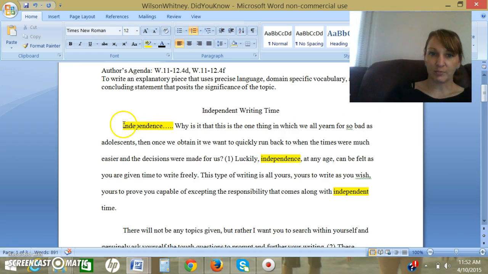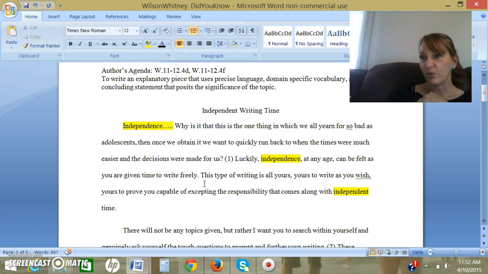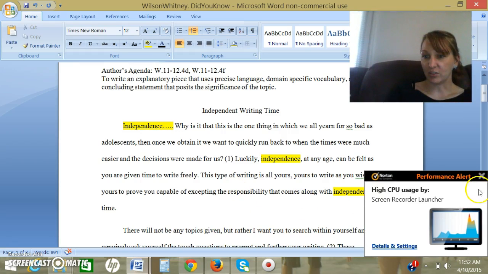And you continued on with this language right here, independence. This is why is it that this is the one thing which we all yearn for so bad. And then you say, luckily, independence at any age can be felt as you're given time to write freely. So you talk about how they can earn independence through their writing, and that this is something that they can own, and that's a good thing.